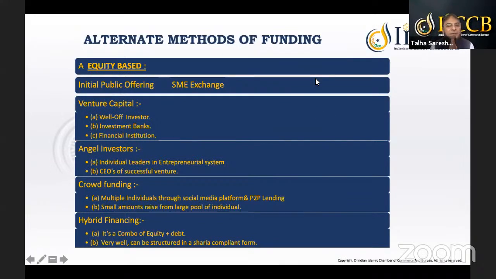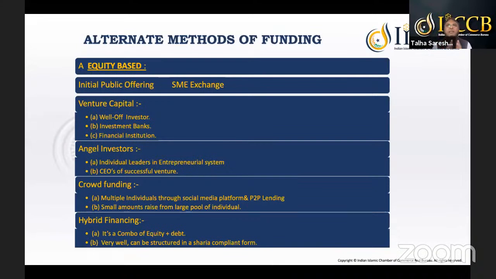Third is angel investors. These are a very small group of individuals. They are the leaders in the entrepreneurial system. They might be the big CEOs of big companies, and by virtue of their salaries, they have accumulated wealth, and now they want to invest. They have the expertise to jump into a good enterprise. An angel investor will only invest at a very initial stage of your enterprise, at an incubation level. But again, I know at this stage what sort of financial projection you will show.